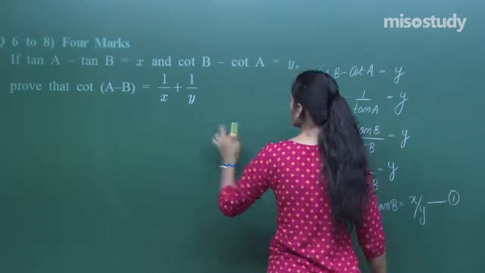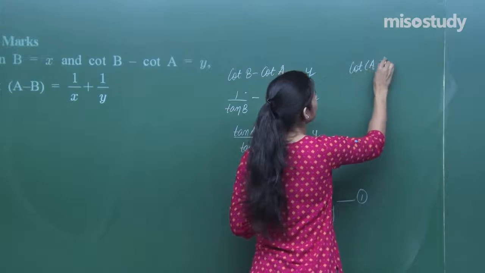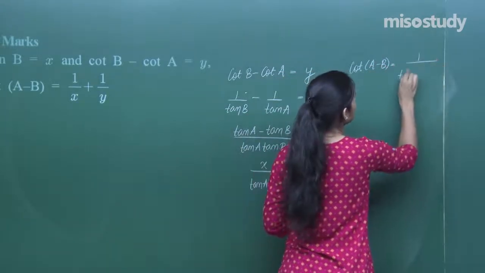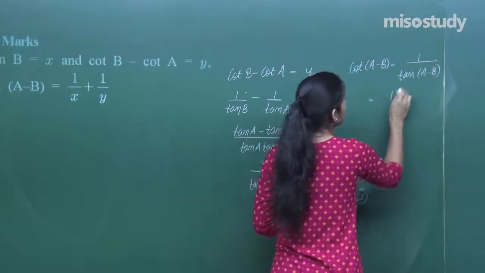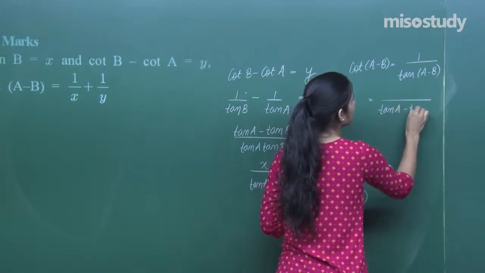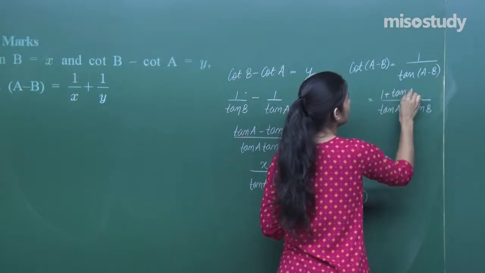I need to compute the value of cot of A minus B. See, cot of A minus B, again, comfortable with tan, convert it in tan. Same as 1 upon tan of A minus B. Tan of A minus B is tan A minus tan B upon 1 plus tan A tan B.